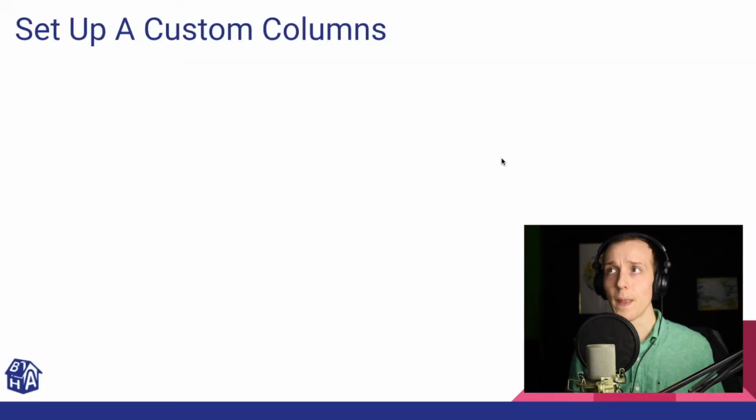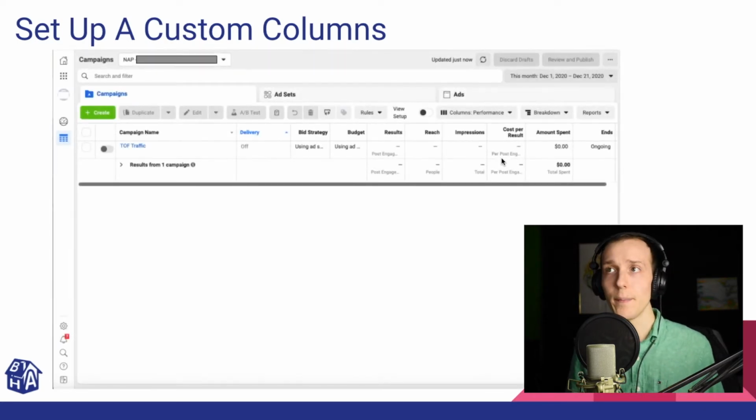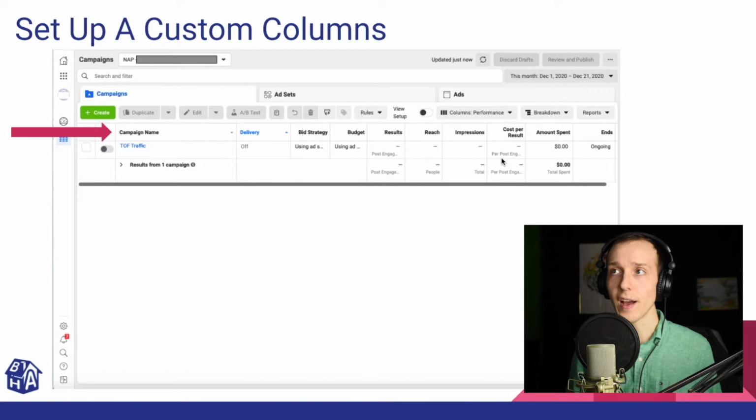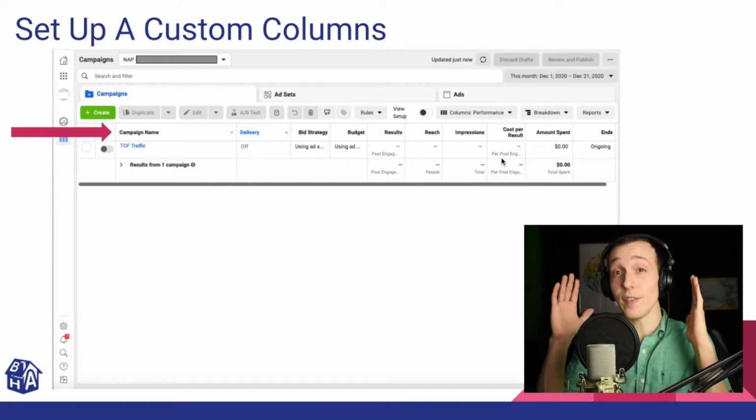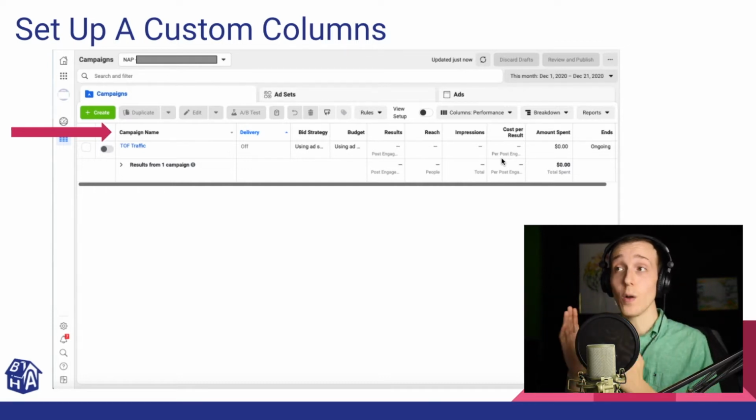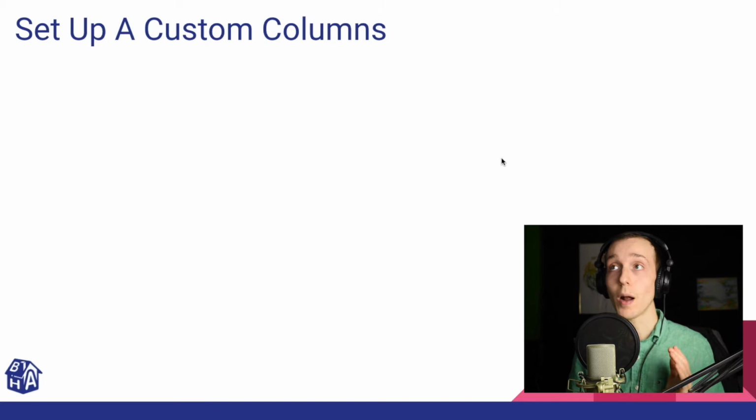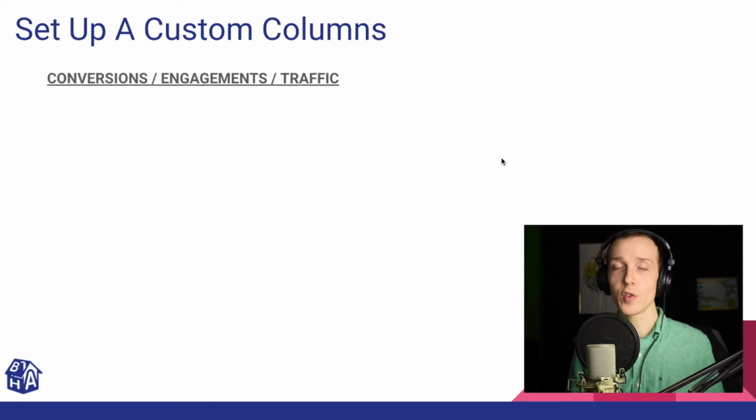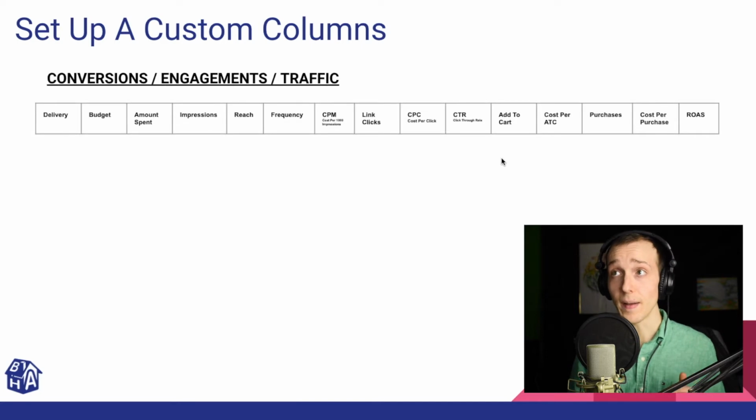Let's dive right in. So the first thing I want you to do is set up custom columns. If we're in the Ads Manager, you can see this field here at the top, and under it is where our data is displayed. We want to go ahead and create a custom view so that we can see everything in order and make sense of it properly. Whether you're using a conversions, engagement, or traffic campaign, this setup is a very universal application.